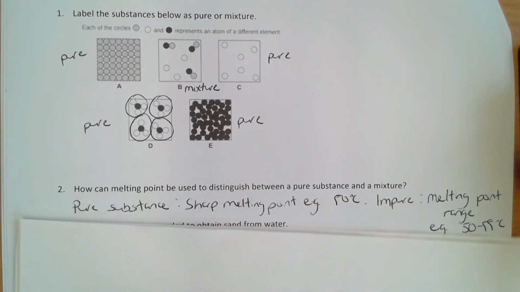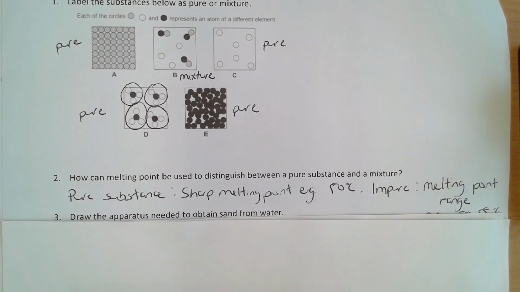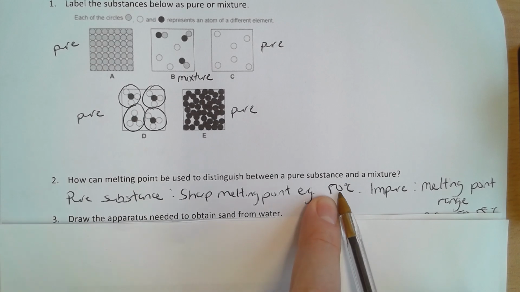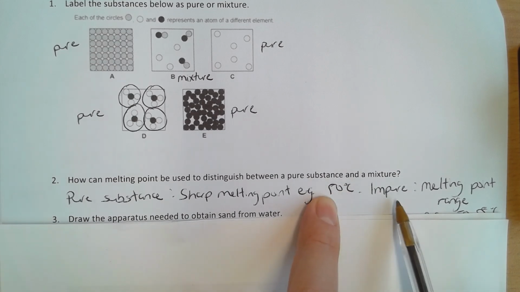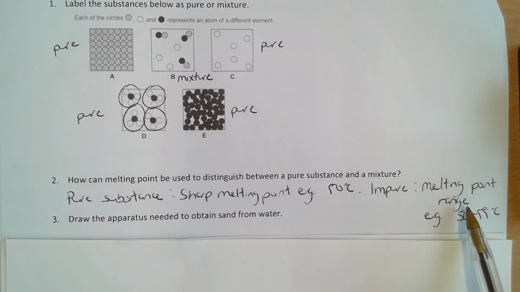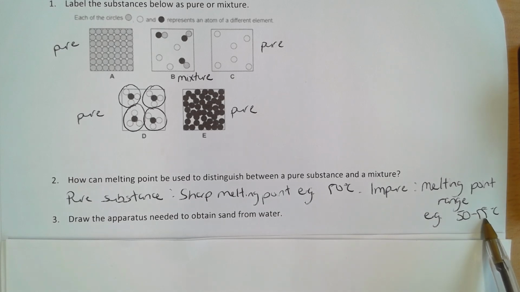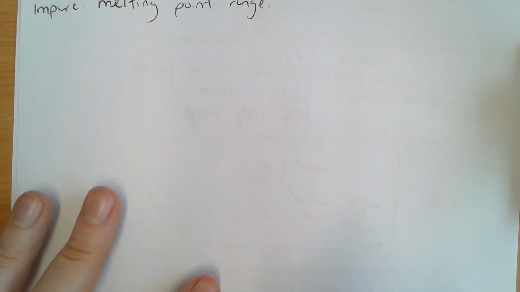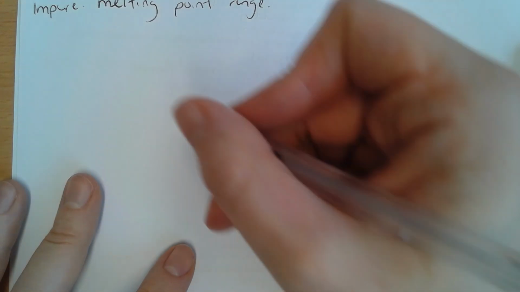In terms of your melting points, okay, if it's pure, it's got a sharp melting point, so it might melt at 50 degrees Celsius, just one temperature. If it's impure, it's got a melting point range. Maybe it starts melting at 50, but it doesn't finish melting until 55 because you've got more than one thing in there. Alright, the rest of this topic looks at how we are going to separate mixtures.